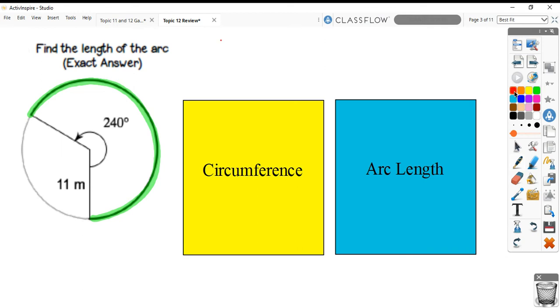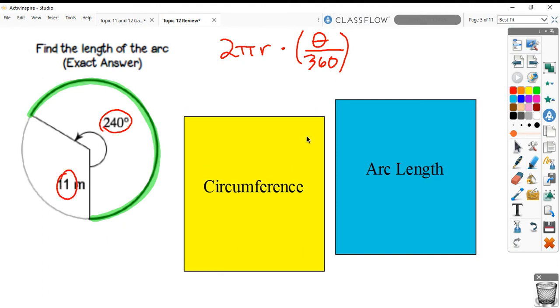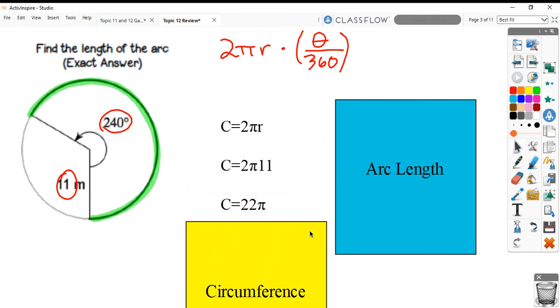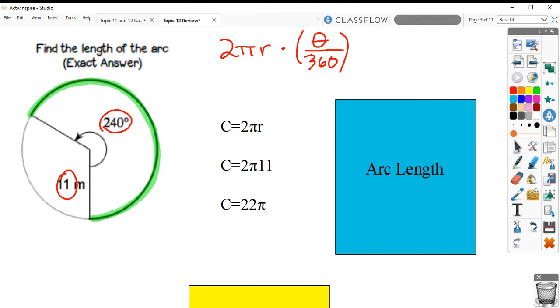You take your circumference, which is 2 times pi times r, and you multiply that circumference times the angle fraction, theta over 360. In this case, 240 is going to be our theta, and 11 is going to be our radius. It turns out to be super simple after you plug those in. 2 pi r is 2 times pi times 11, which is 22 pi. That's the first part of our formula. It goes right in there.